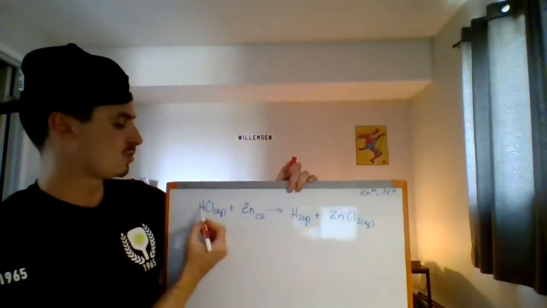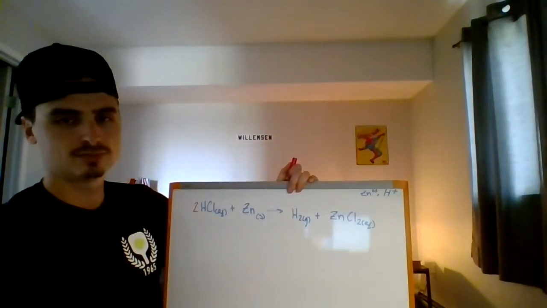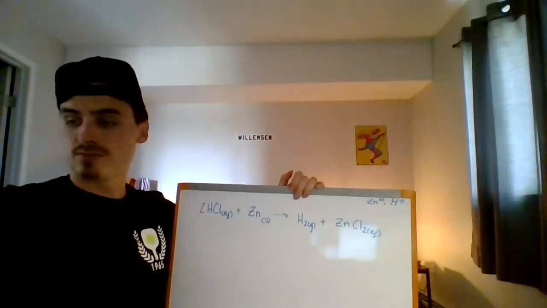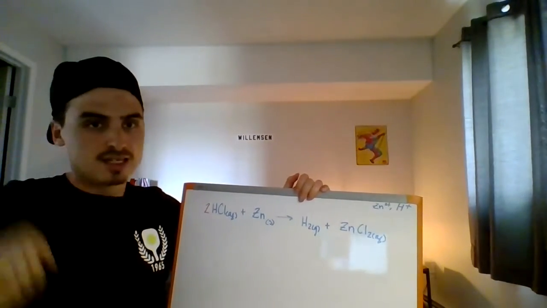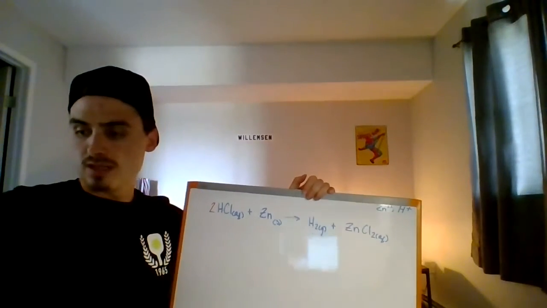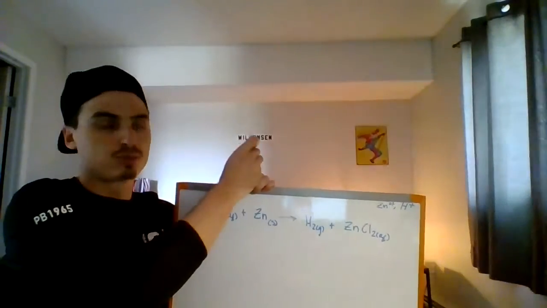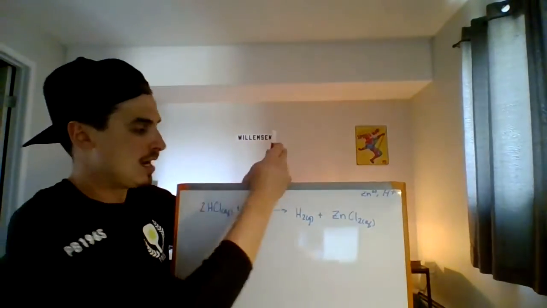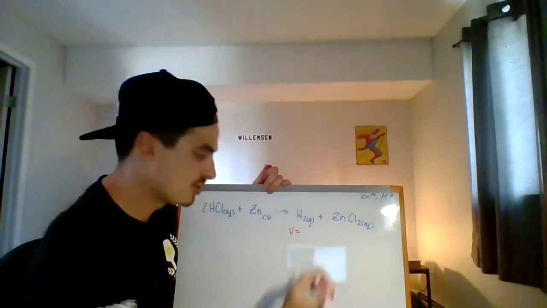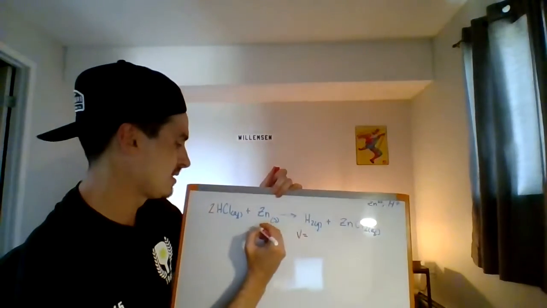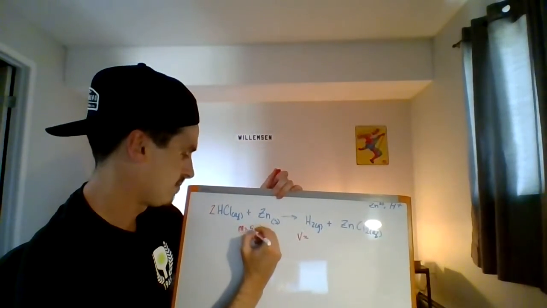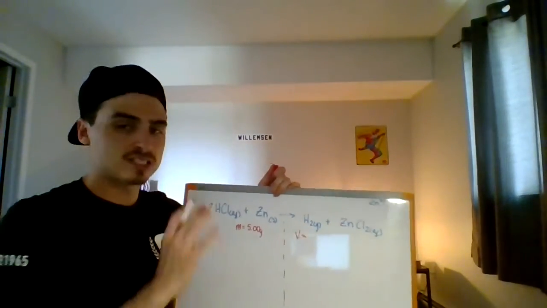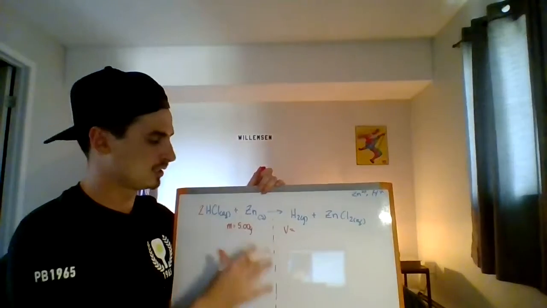Now I got to balance this guy. I've got 2 hydrogens, 1 hydrogen, 2. Check. Good. So I've got a balanced chemical equation. Now this question says what volume of hydrogen will be produced? So in this question, guys, I want the volume of hydrogen, and it gives me the mass of zinc.